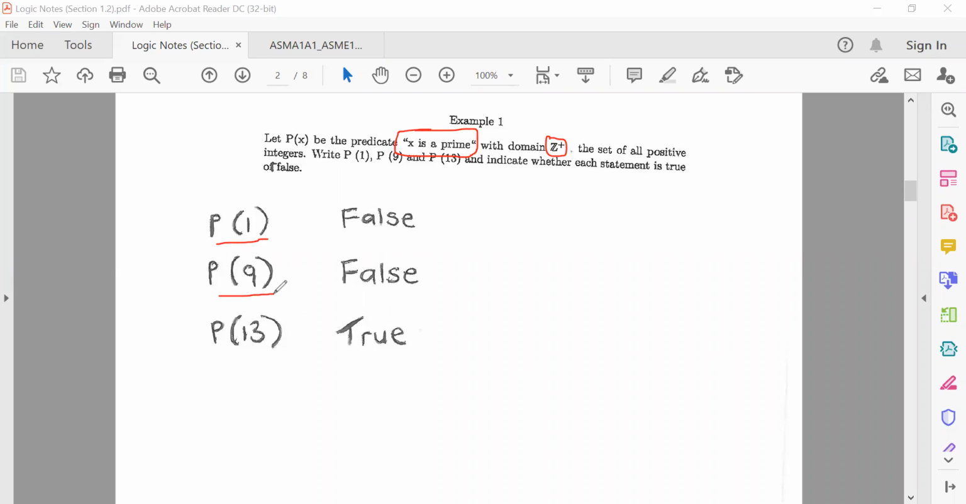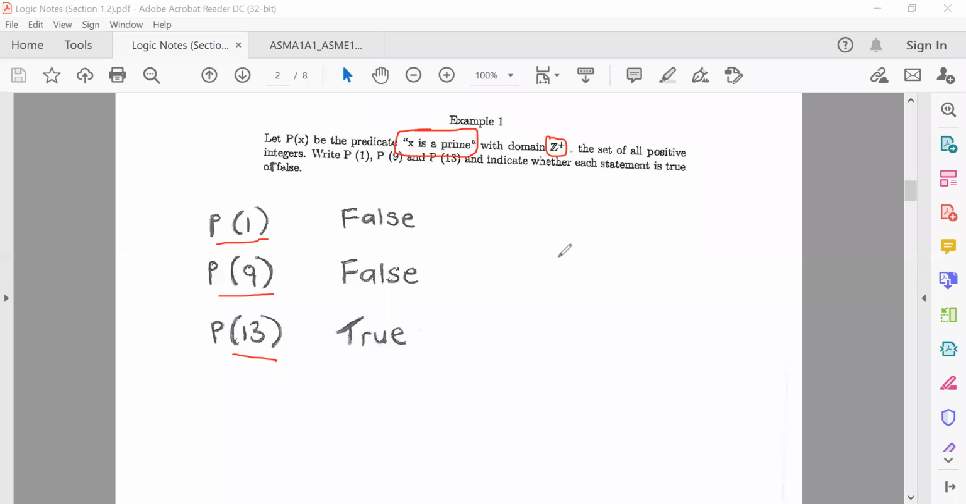Let's look at 9. Is 9 a prime number? Again, the answer is false because 9 has 3 factors. It has 1, it has 3, and it has itself, 9. So more than 2 factors is not a prime number. Let's look at 13. Is P(13) a prime number? The answer is yes. It has only 2 factors, 1 and 13. I hope that makes sense.